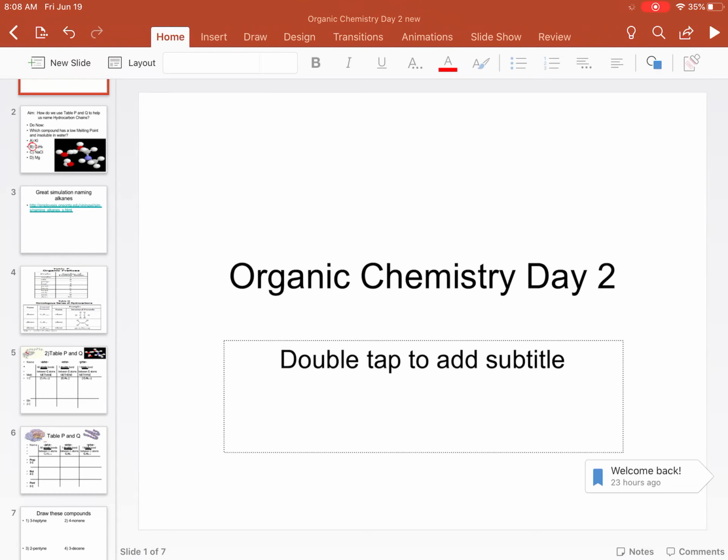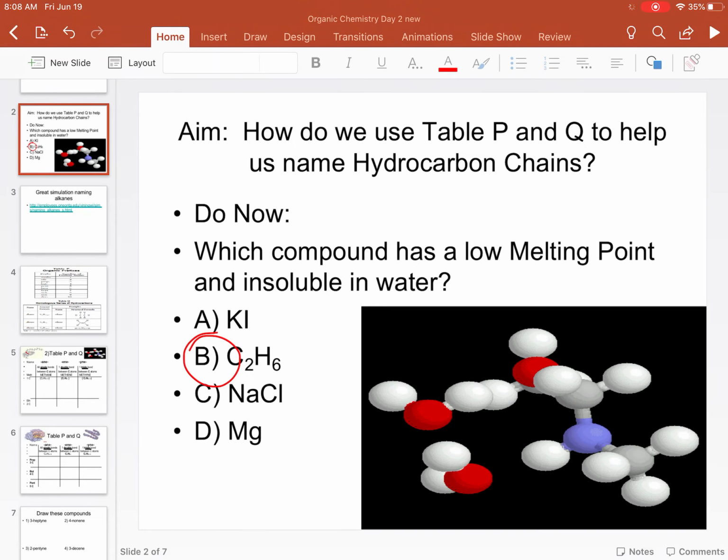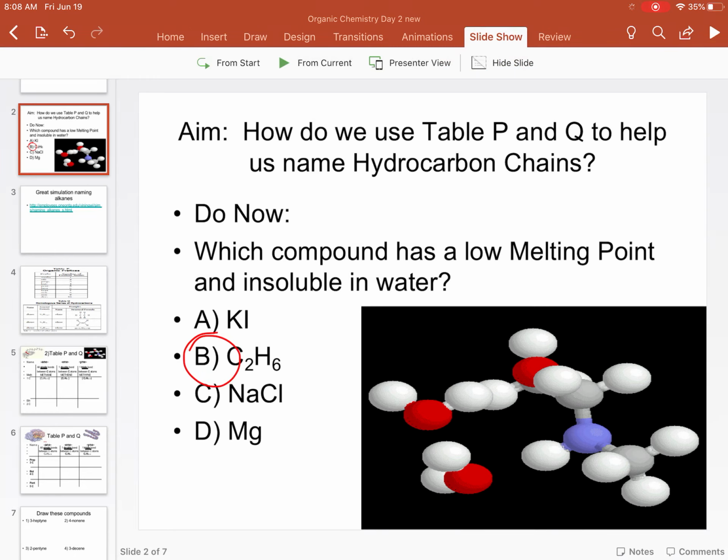Organic Chemistry Day 2. I will use tables P and Q to help us name hydrocarbon chains.